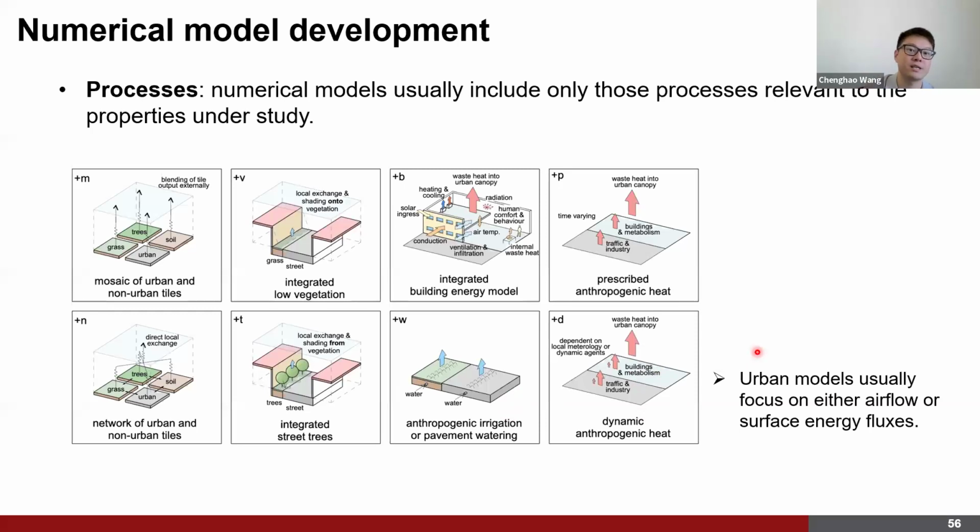But a common approach in the urban climate field is that models usually only focus on either airflow or surface energy fluxes. If you are dealing with CFD, usually you do not need to consider these very sophisticated surface energy fluxes. They are much simplified. But if your focus is on surface energy fluxes, you will usually use a highly simplified airflow, like a wind profile or a turbulent representation. So in practice, we often switch off certain physical or biophysical processes to better isolate the effects of those processes. This is also helpful if we want to do some attribution studies.